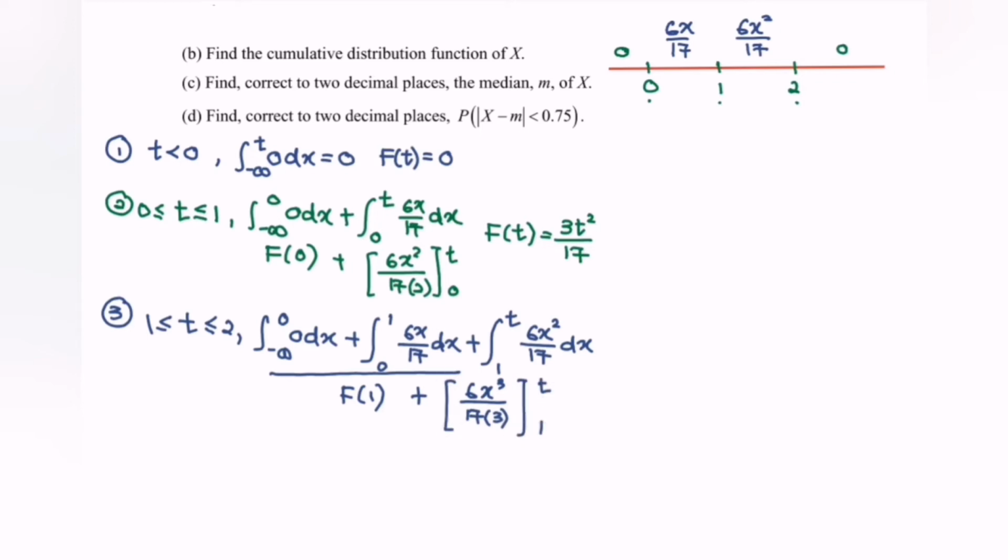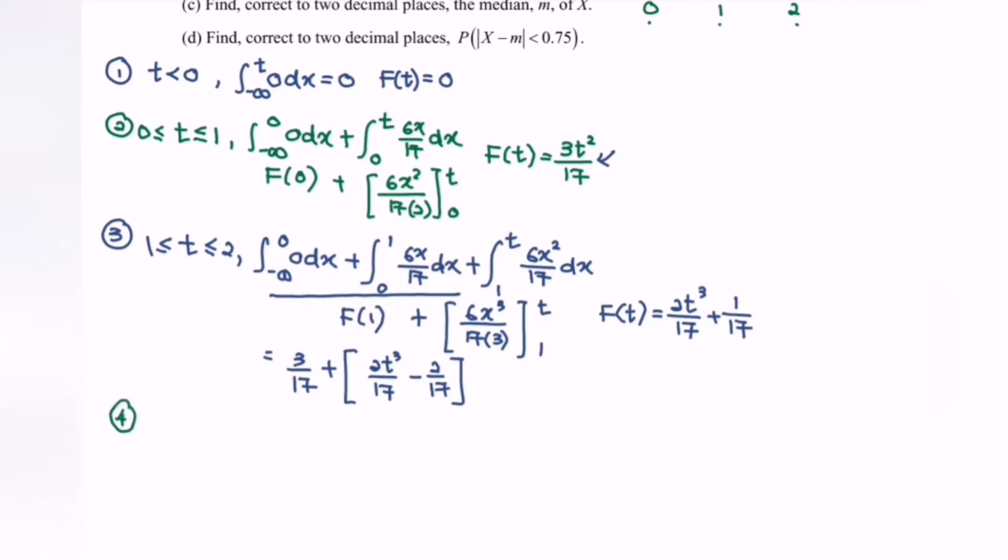So kindly substitute the 1 into this part. So we will have 3 over 17 plus bracket, we have 2t cubed over 17 minus 2 over 17. Simplify the situation. So where we will have F(t) is equals to 2 multiplied with t cubed over 17 plus with 1 over 17.